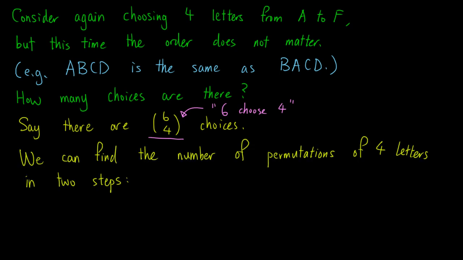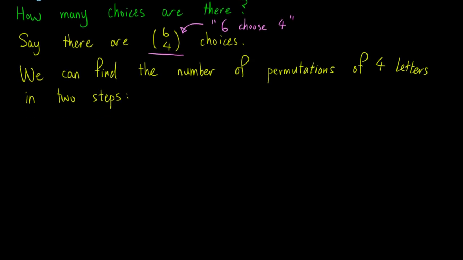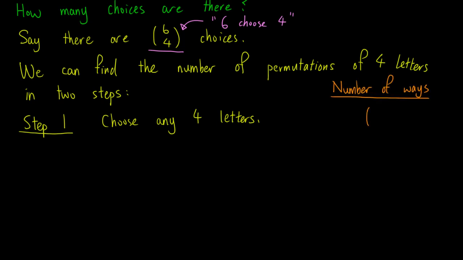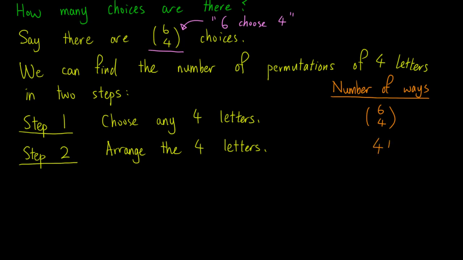We are going to find the number of permutations of 4 letters in 2 steps. Step 1, we need to choose any 4 letters out of the 6, and the number of ways to do so is exactly 6 choose 4, because we do not care about the order in which we choose the 4 letters. Step 2, we are going to arrange the 4 letters side by side, and the number of ways to do so is 4 factorial, as we have seen earlier in this video.